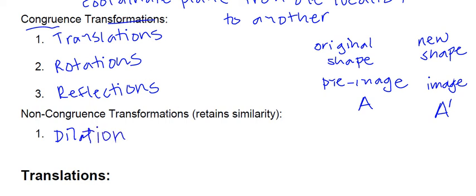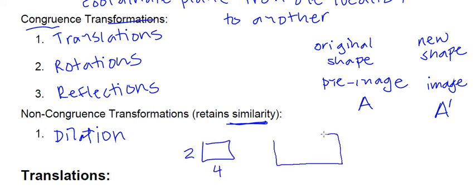Even though it's not congruent anymore, the shapes will still be similar. If you have a figure, let's say this is 2 by 4, and you were to dilate it with a scale factor of 2, it would become 4 by 8. Whatever scale factor you use for one of the side lengths, you have to use for all of the side lengths. So they remain proportional, and then they are similar figures. We're going to start by looking at these one at a time.